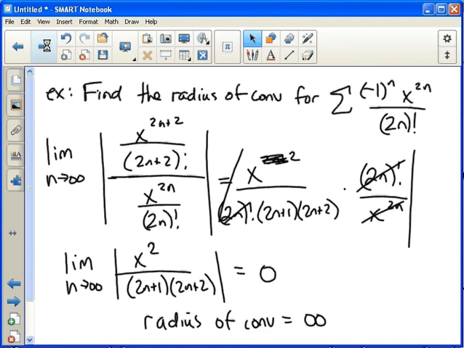Now that we know how to find the radius, we're going to move on and talk about how to find the interval of convergence. But I'm going to do that in a separate video, so make sure you go to part 2 for that.